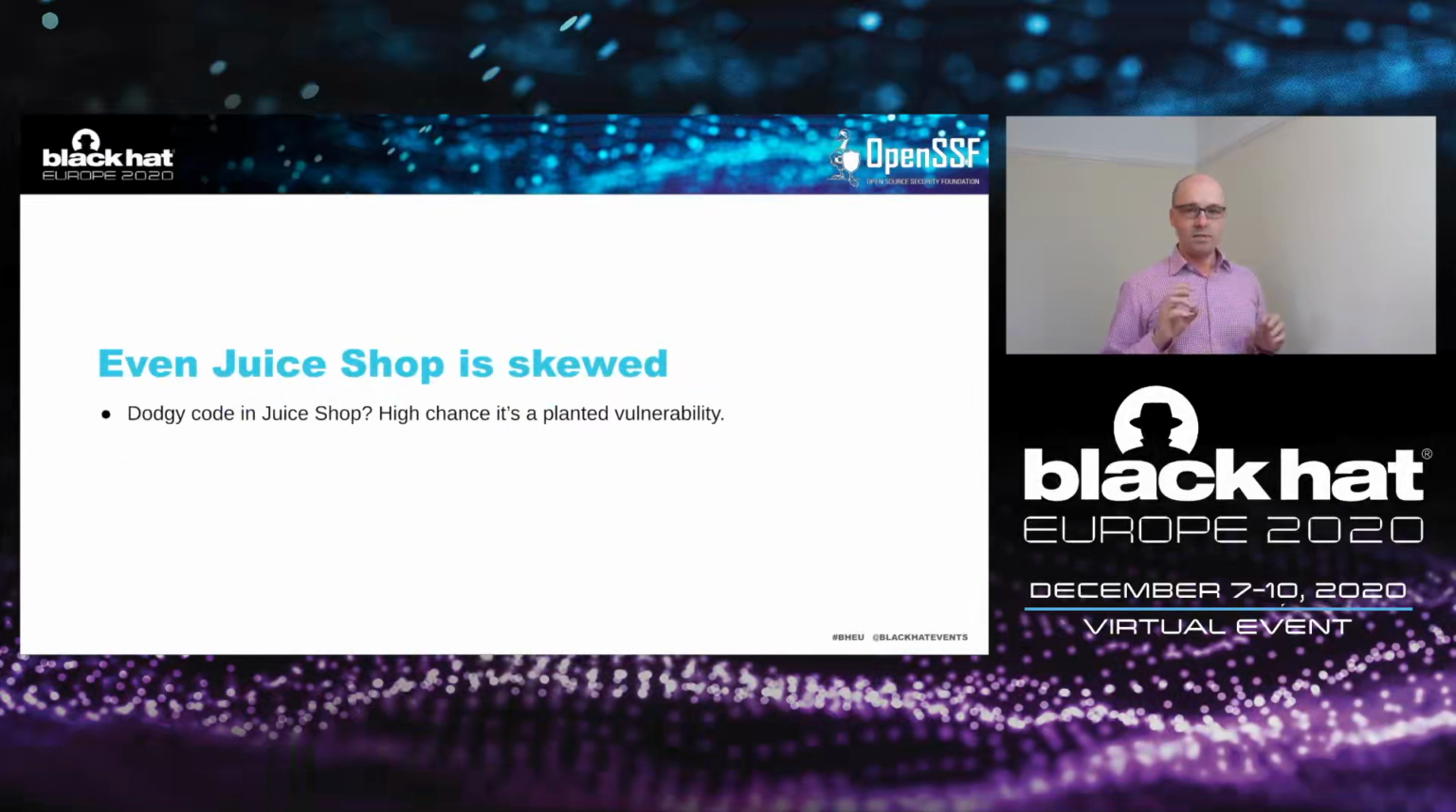The problem is that even something that's as well designed as Juice Shop is still skewed. If you see some dodgy code in Juice Shop, then there's a high chance that it's a planted vulnerability. So it's a different situation than if you're looking at a genuine e-commerce application. If you saw dodgy code in a genuine e-commerce application, it might be a vulnerability, but it might not. I mean, there's a good chance that the developer does in fact know what they're doing. And if you look a bit closer, for example, you look up the call stack, you may well find that they've got some sanitization code in there to make sure that there isn't an SQL injection possibility in the code that you're looking at.